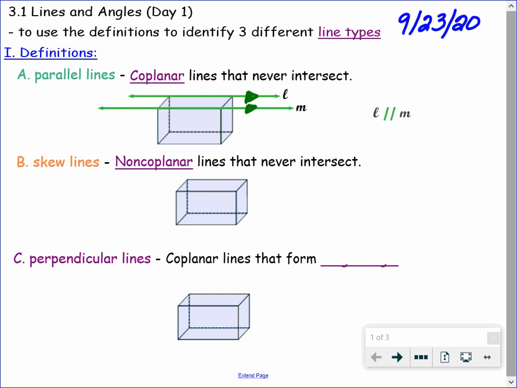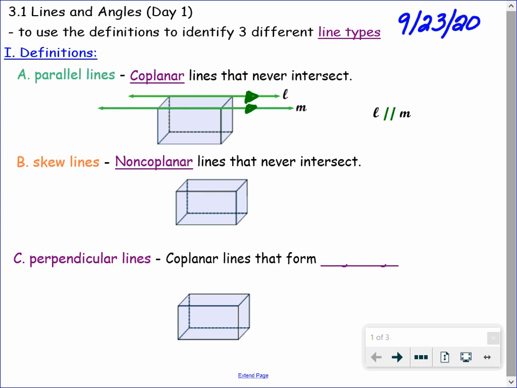So line L is parallel to line M. So it's like a little cat scratch between the L and the M. Line L is parallel to line M. It is slightly tilted, the parallel symbol. If you don't tilt it, that's fine. Not a problem. Okay. Skew lines.